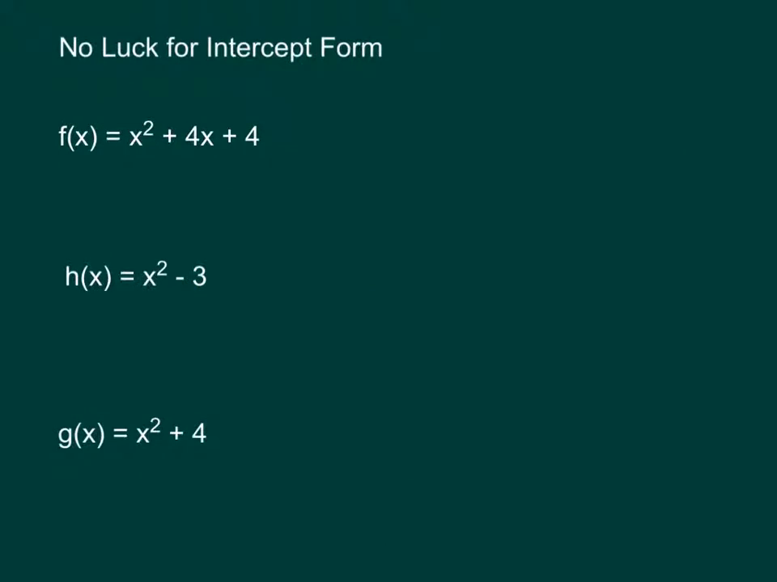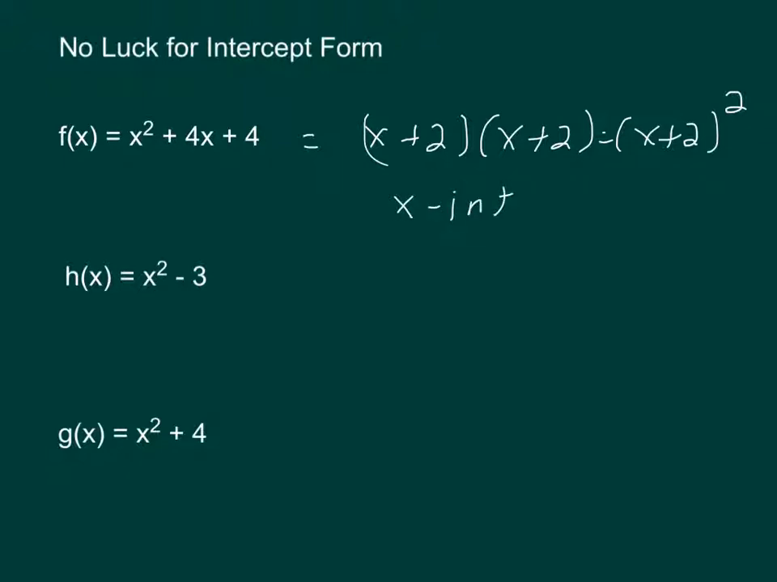All right, I just want to look at 3 quick examples where intercept form is not actually going to help us out as much as we'd like. This first example, f of x equals x squared plus 4x plus 4, if I try to put it into intercept form, I get x plus 2 times x plus 2, or perhaps we write that as x plus 2 squared. Now, the difficulty here is that I am only going to have one x-intercept. My x-intercept here is just going to be negative 2, which is also the same location as my vertex.